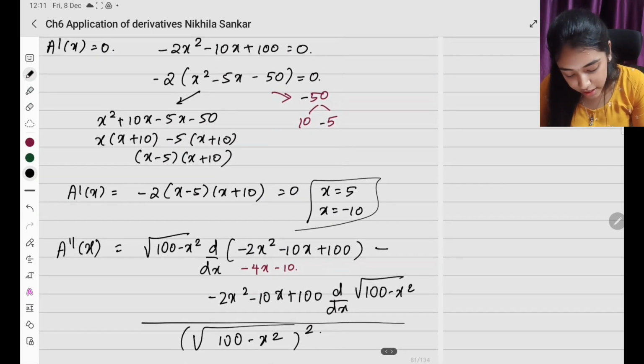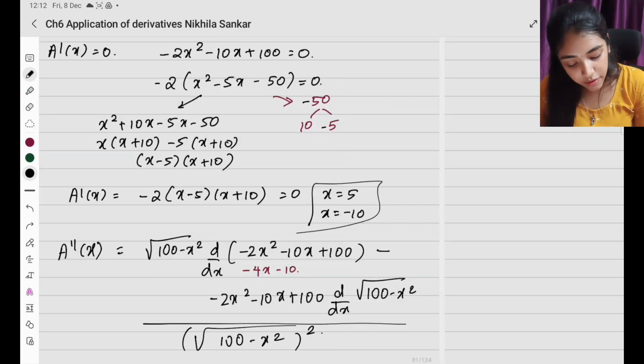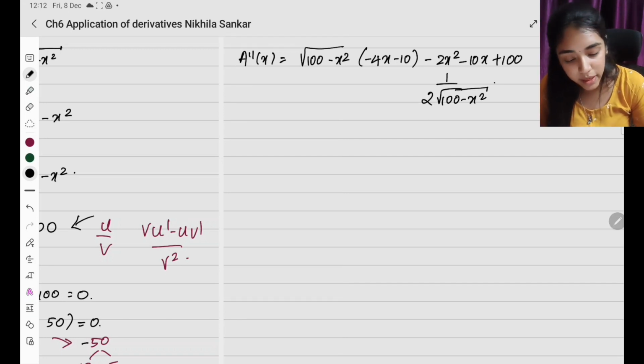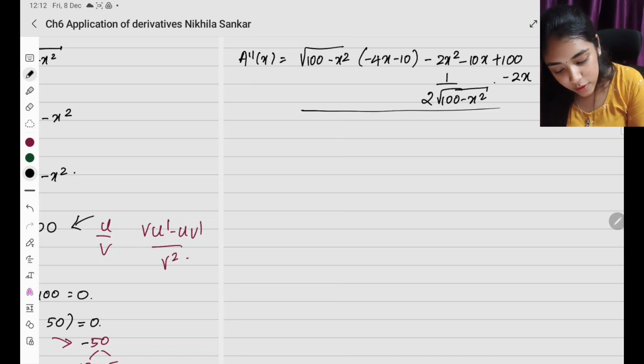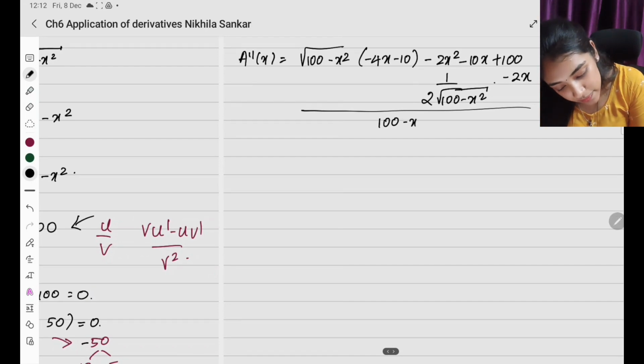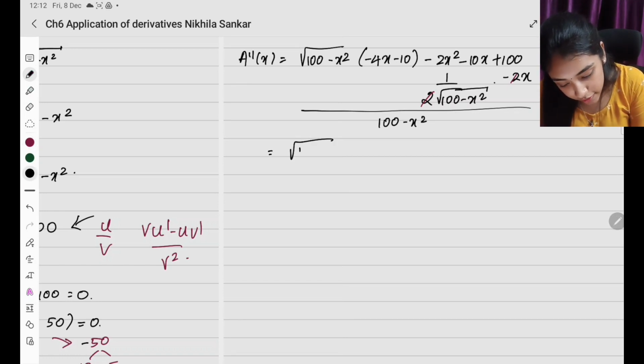Second term, what is it? It is going to be minus 2x square minus 10x plus 100. d by dx of 100 minus x square is going to be 1 by 2 root 100 minus x square times what is inside, d by dx of 100 minus x square, which is minus 2x. The whole divided by, what is in the denominator? Square root of 100 minus x square. So this becomes 100 minus x square. Okay, now what is here? The 2 and the 2 get cancelled and what are the remaining terms? I have square root of 100 minus x square times minus 4x minus 10.